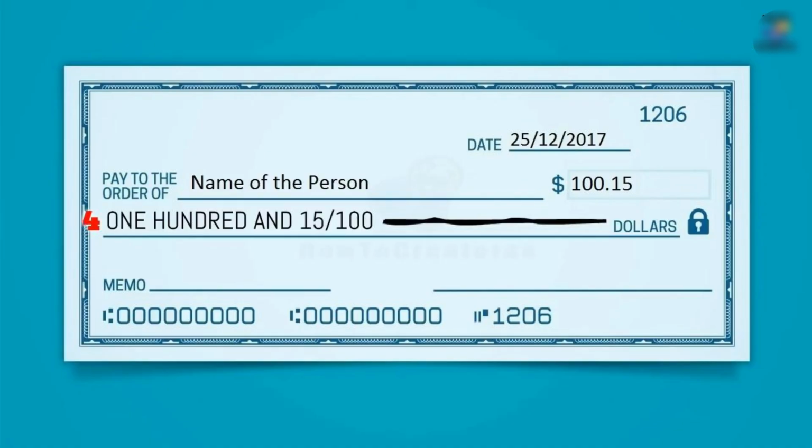For example, if you are writing a check for $100.15, you should write $100.15 with the 1 touching the left border of the box.